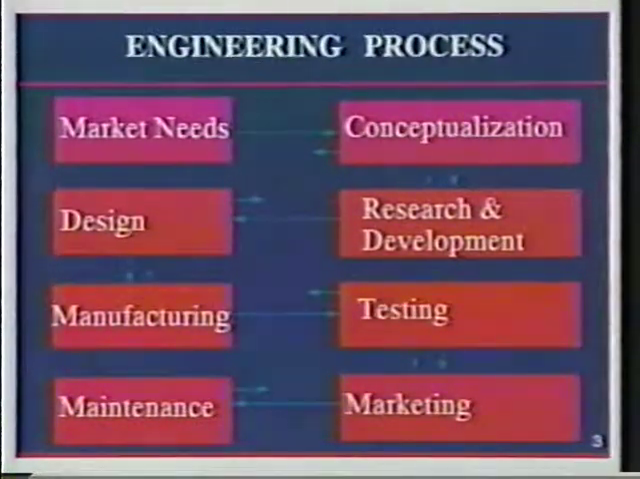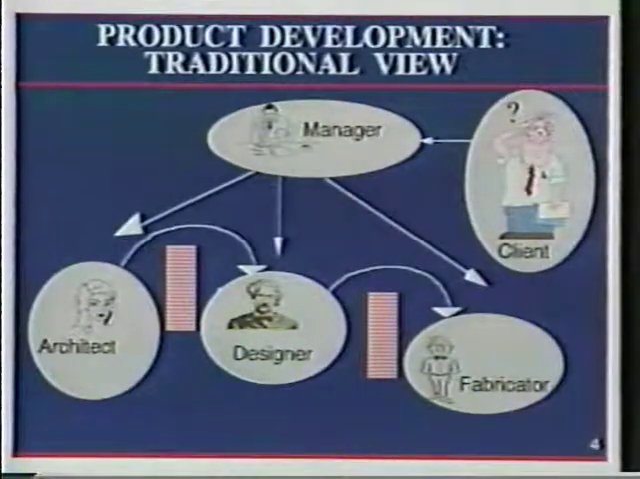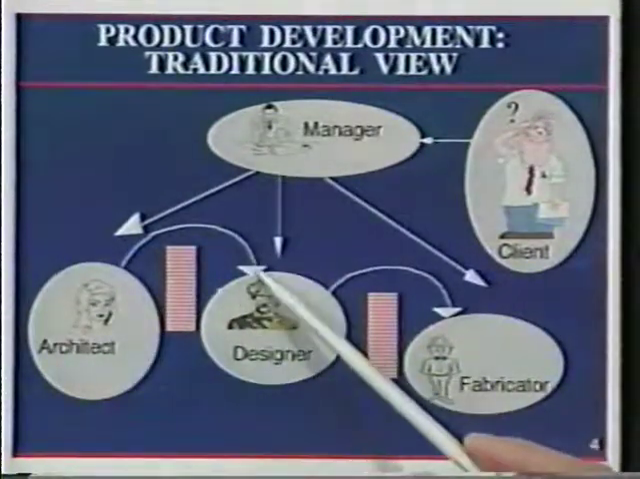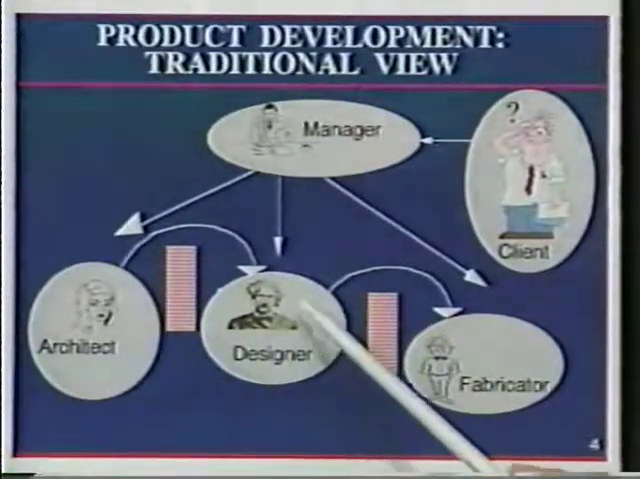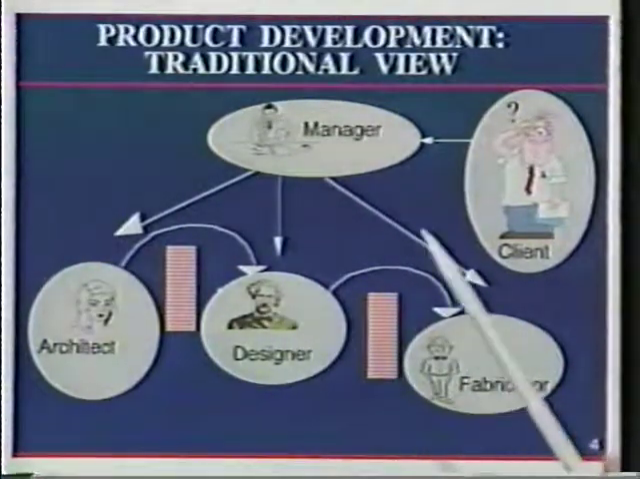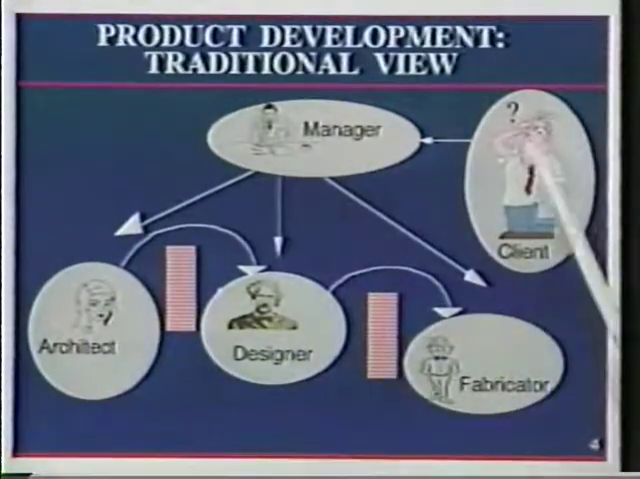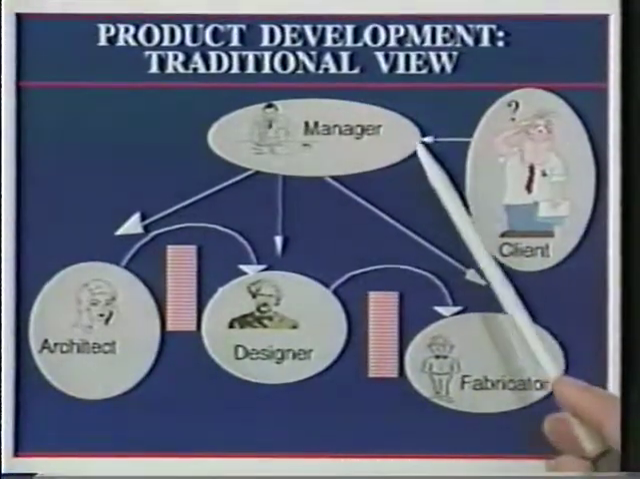In a traditional product development, the way this is done is as follows. I'm taking an example in the architectural engineering construction industry, but this example is the same in most industries. Here, the architect first does the design and throws it over the wall to the designer. The designer then does some calculations and throws it over the wall to the fabricator. We have a manager who is overseeing all these people, and then we have a client who is paying for all the work, but the client is kind of confused as such.